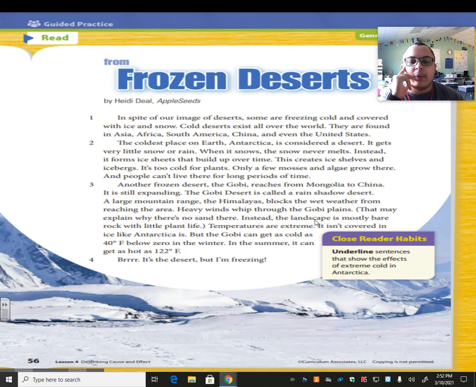Heavy winds whip through the Gobi Plains. That may explain why there's no sand there. Instead, the landscape is mostly bare rock with little plant life. Temperatures are extreme. It isn't covered in ice like Antarctica is, but the Gobi Desert can get as cold as 40 degrees Fahrenheit below zero in the winter. And in the summer, it can get as hot as 122 degrees Fahrenheit. Brr, it's the desert, but I'm freezing. So, we have some questions that we need to answer now.